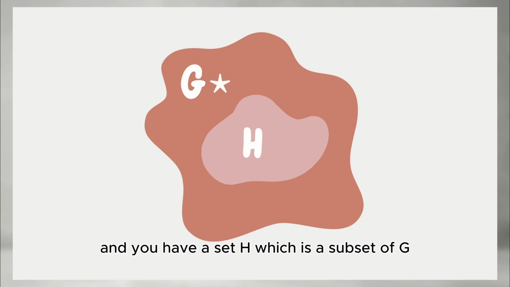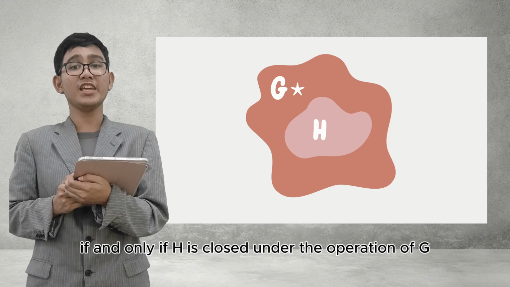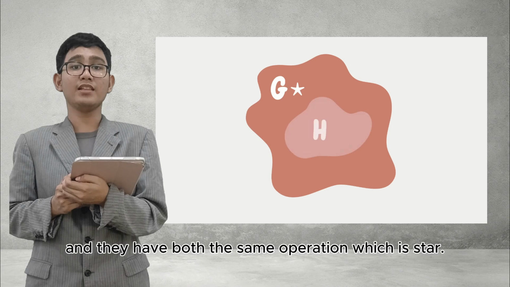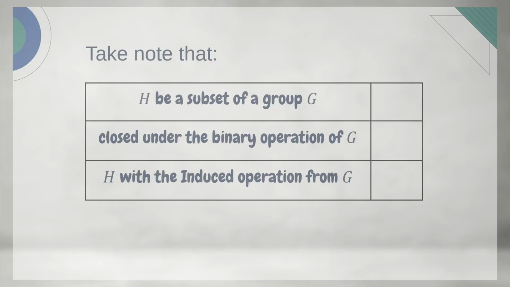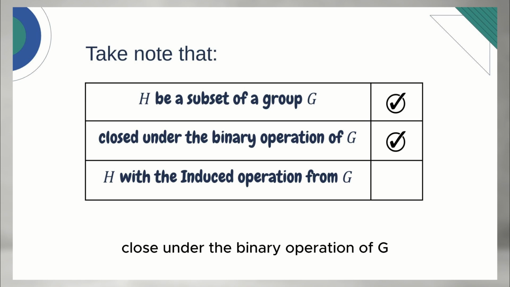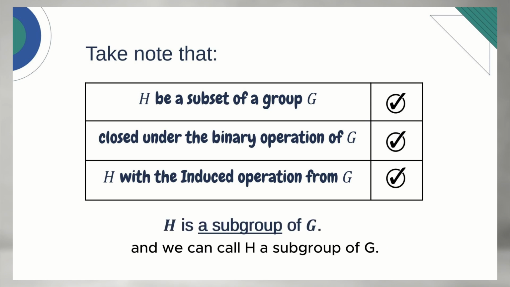Here, you have a group G under operation star, and you have a set H which is a subset of G, and it turns out to be a subgroup of G if and only if H is closed under the operation of G and they have the same operation, which is star. Again, we must take note that H is a subset of a group G, closed under the binary operation of G, and H with induced operation from G, and we can call H a subgroup of G.